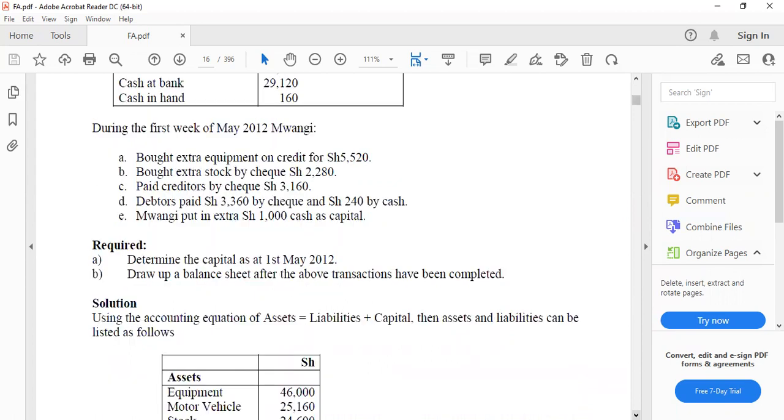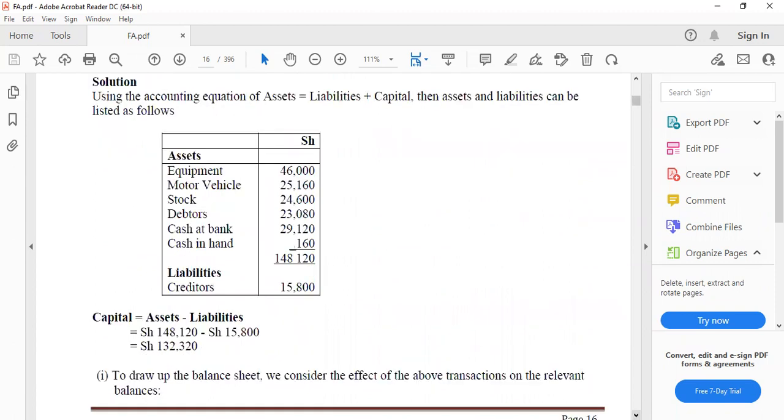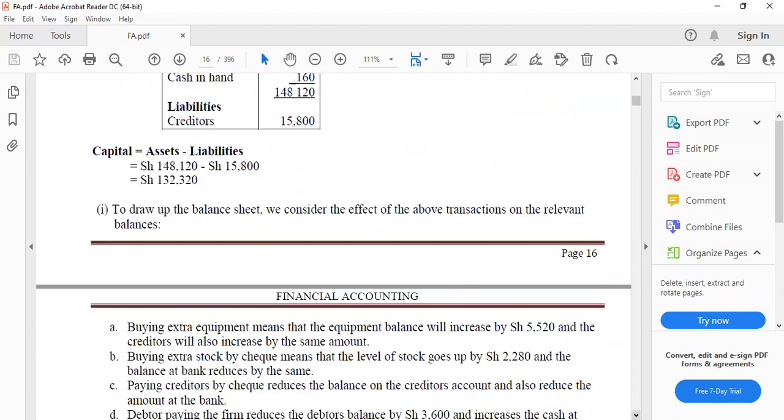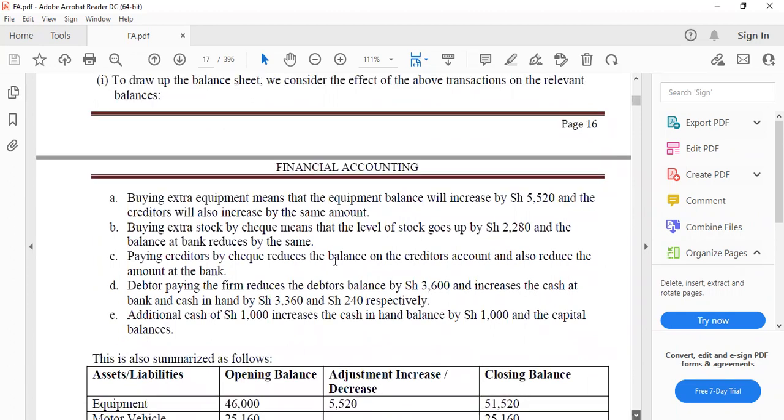Therefore, moving down here, you will find that to draw up the balance sheet, we consider the effect of the above transaction on the relevant balances. So buying extra equipment means that the equipment balance will increase by 5,520 and the creditors will also increase by the same amount because we bought them on credit. Buying extra stock by check means that the level of stock will go up by 2,280 and the bank balance will reduce by the same amount.